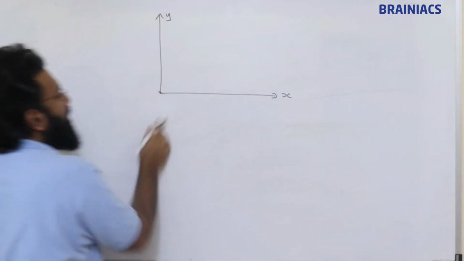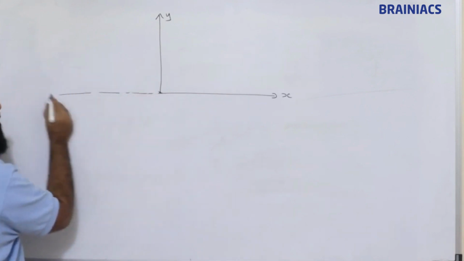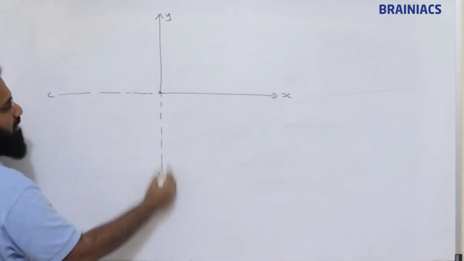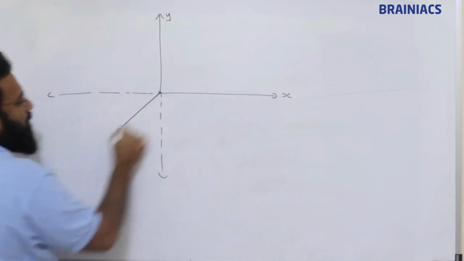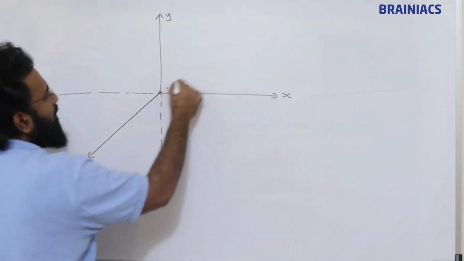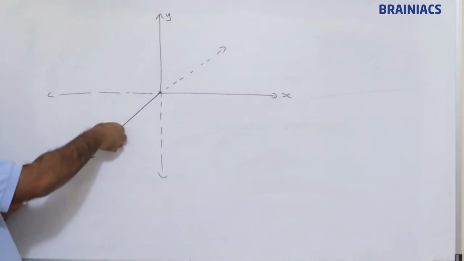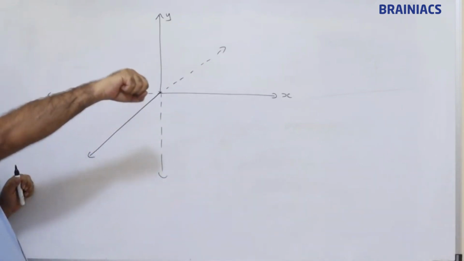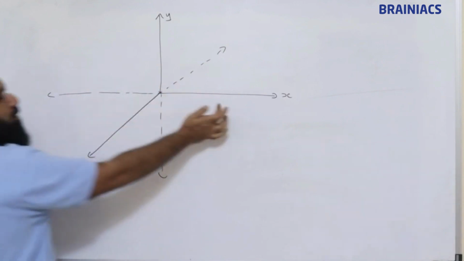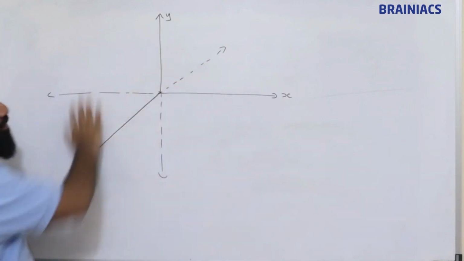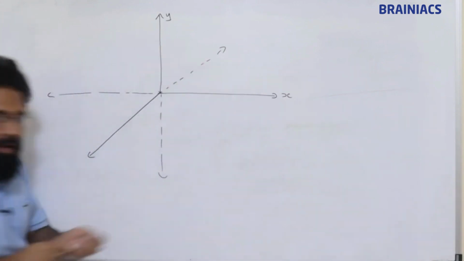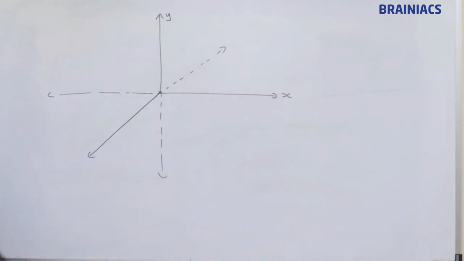So the negative x-axis is this, and the negative y-axis is this. Likewise, we have z, and we will have a negative z-axis also. If I bend this one, it will be coming towards you. So using this x, y, z only, we will be addressing our vectors. Clear?